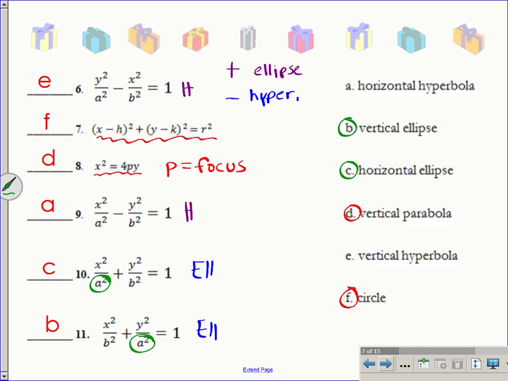B. For hyperbolas, it's a little bit different. In order to tell if it's horizontal or vertical, you look and see which variable comes first. So for horizontal, the x squared would have to come first, which is what makes number 9 A. And for vertical, the y squared has to come first, which is why 6 is E. Okay? So please make sure that you know the difference between all of those equations.